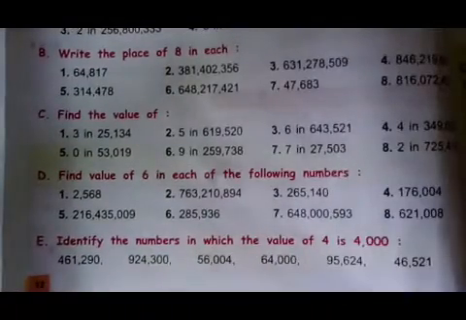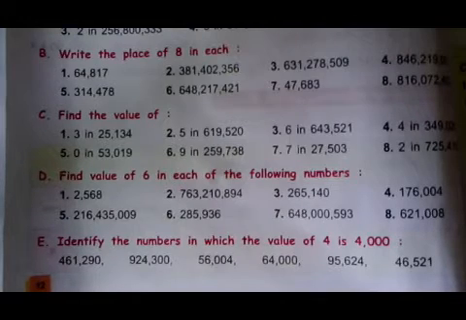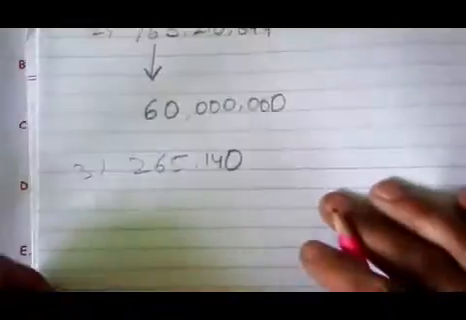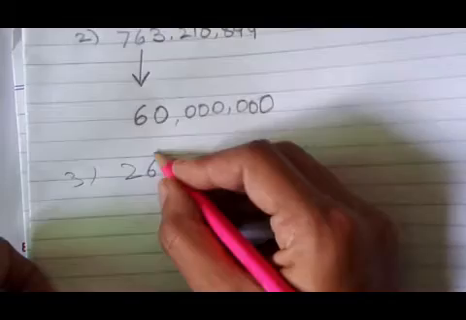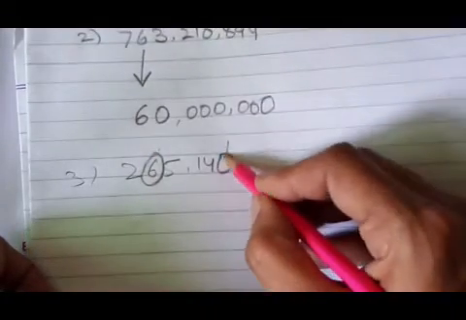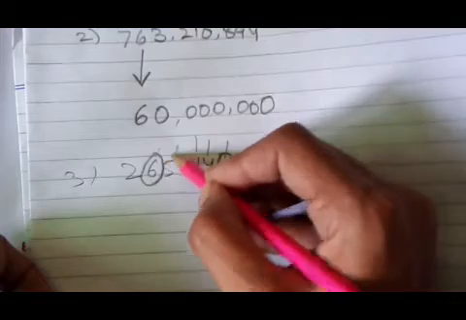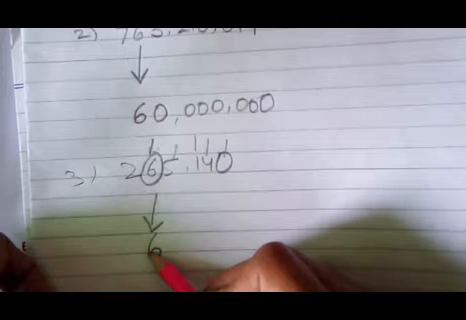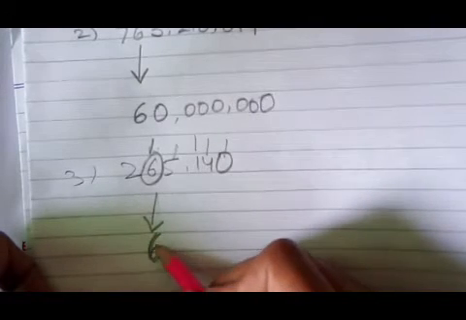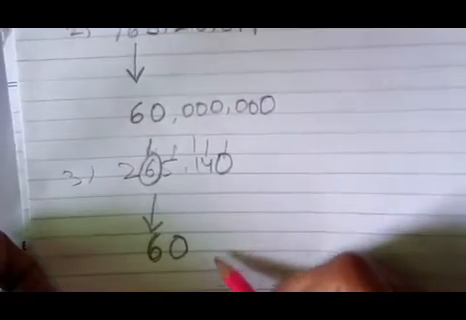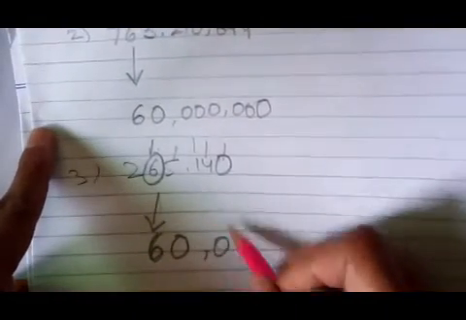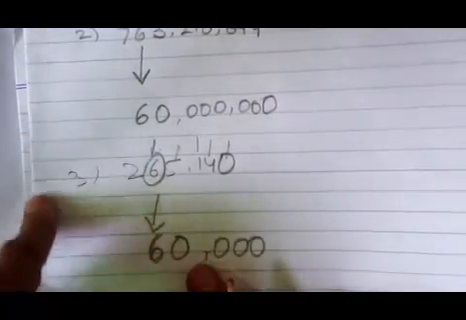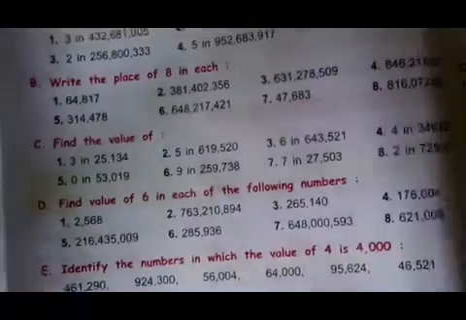Okay, the third number is 265,140, and we have to write the place value of this one. Look at here, ones, tens, 100, 1,000, 10,000. So 6 is on 10,000. So write here, 6 tens means 60. Then by putting the zeros, just like 1, 2 and 3, it would become 60,000.